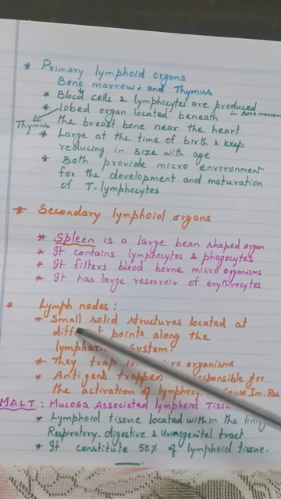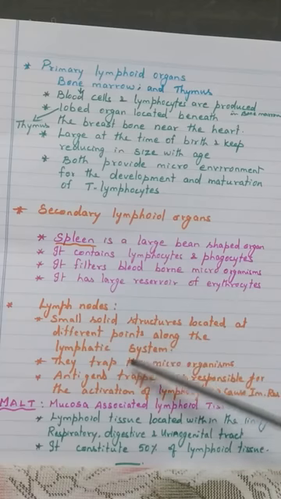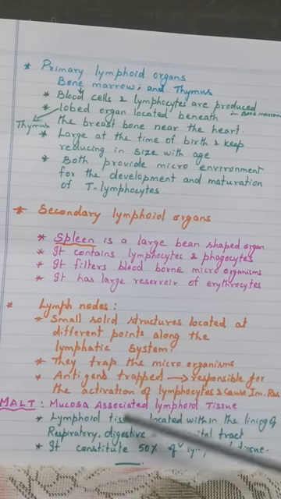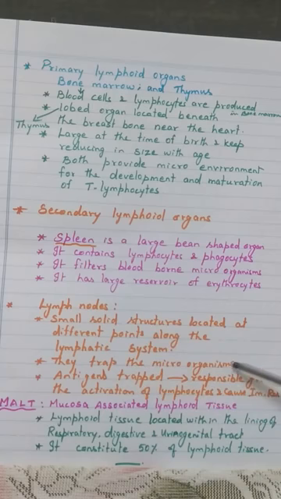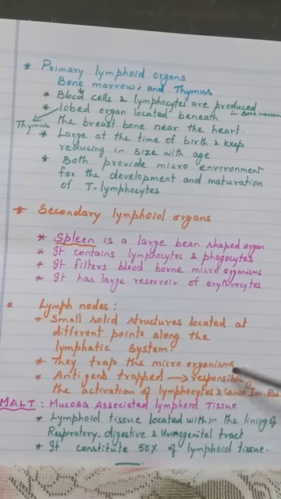Next, shall we look at lymph nodes. Lymph nodes are small solid structures located at different points along the lymphatic system. Here also they trap the microorganisms, that are the pathogens, these antigens. The antigens trapped are responsible for the activation of lymphocytes and cause immune response.